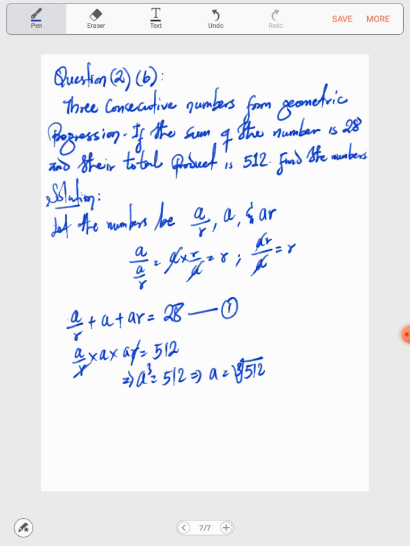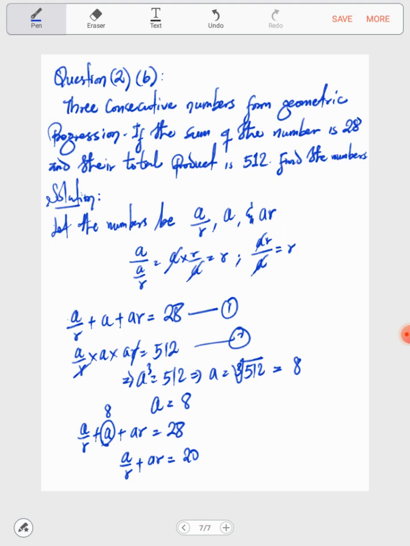What's the cube root of 512? We have 8 times 8 times 8, that's 64 times 8, which is 512 exactly. So that means a equals 8. With that, go back to equation 1: a over r plus a plus a r equals 28. If I replace a with 8, we have a over r plus a r equal to 28 minus 8, and that is 20.